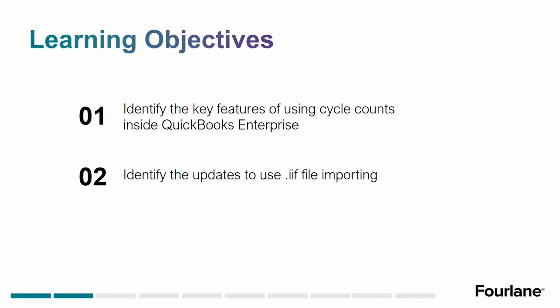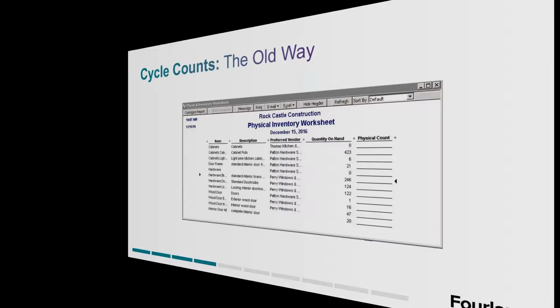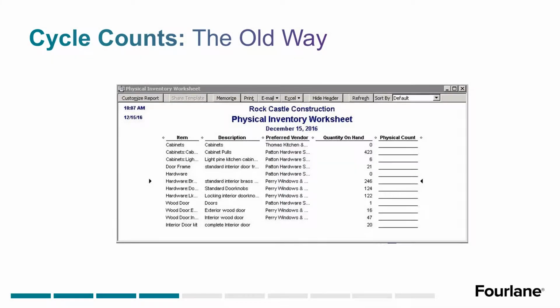So first off, what are cycle counts? And why do they matter? Cycle counts are a way to audit your inventory. No matter how perfect an inventory system you have, there are always going to be some items that when you go in to count them at year end or quarter end or whatever, how many you count compared to how many you actually have noted in QuickBooks will probably not tie out.